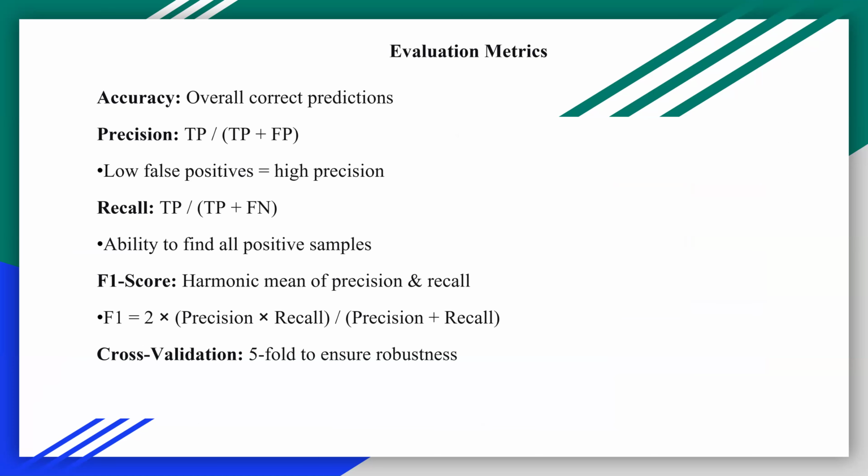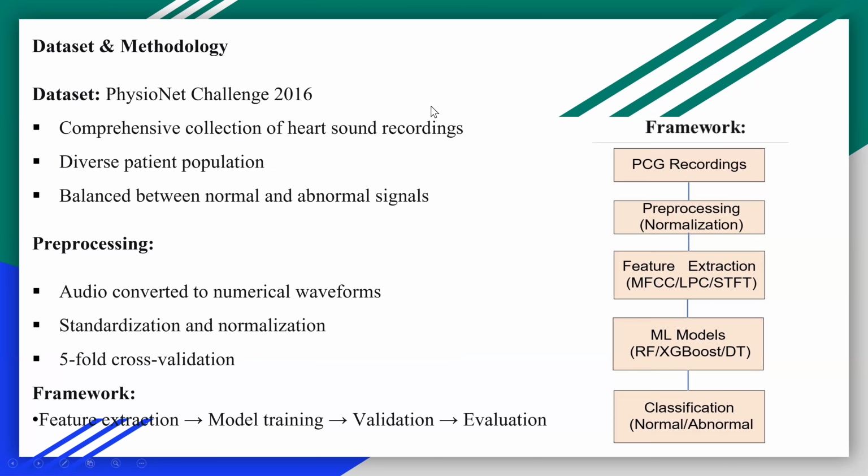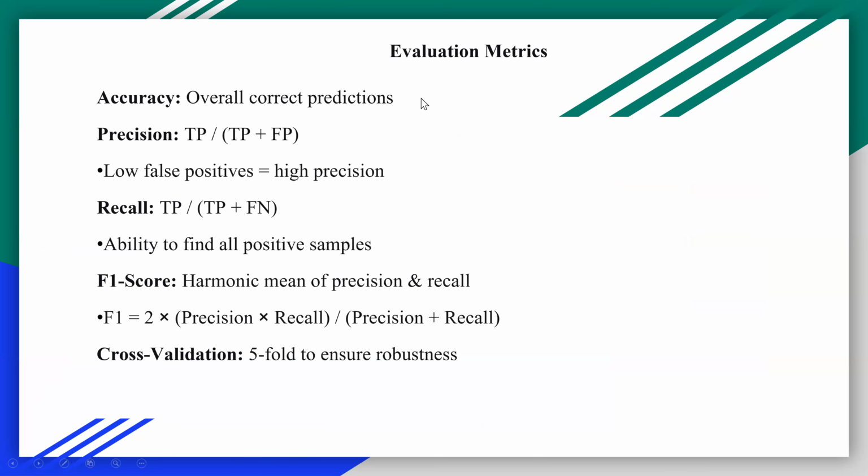The metrics used in this work: accuracy, the overall correct predictions; precision, true positive over true positive plus false positive, where the lower the false positives, the higher the precision. The second is recall, true positive over true positive plus false negative, the ability to find all positive samples.